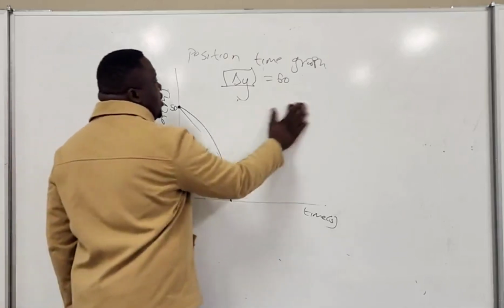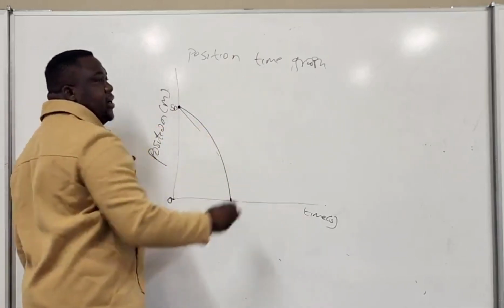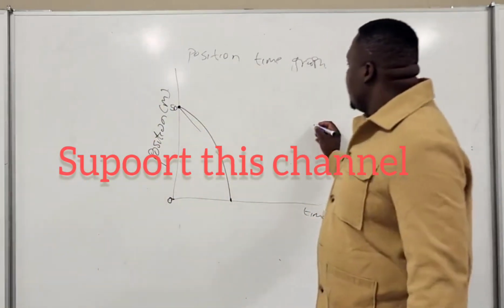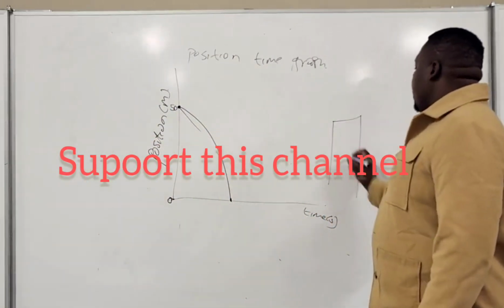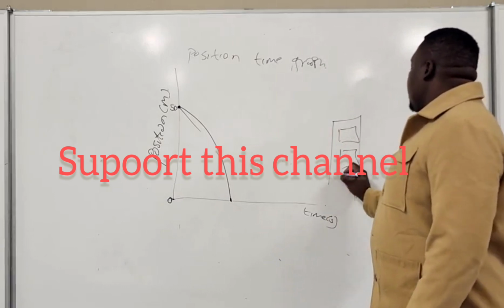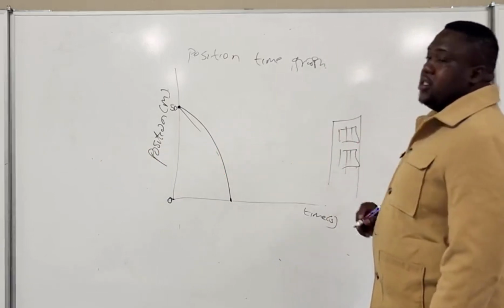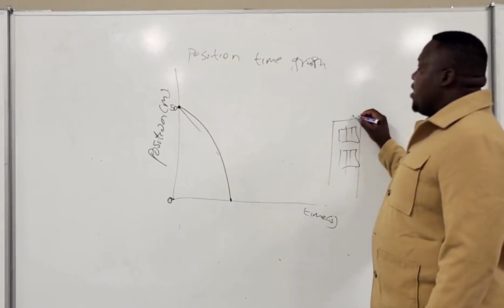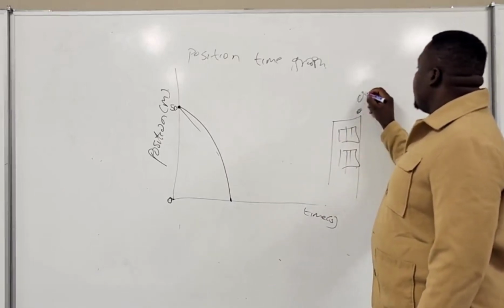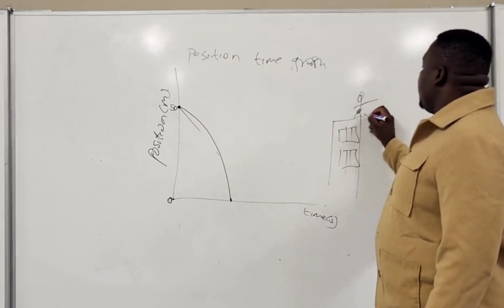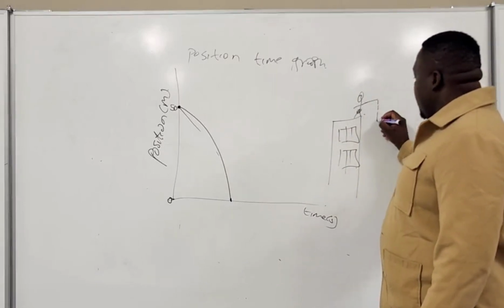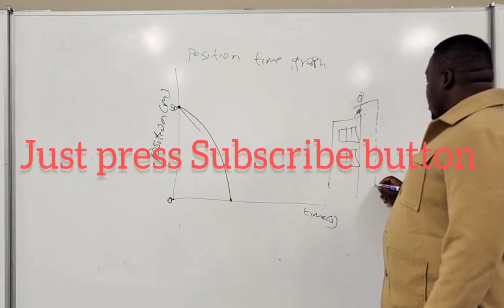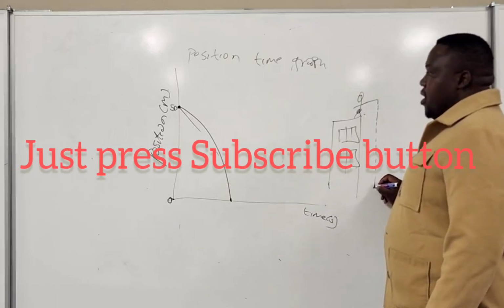Okay. Let me show you another scenario of a position time graph. Let's say this is a building. Understand? Then someone is standing here. The person is standing here. The person dropped a stone. A stone is dropped down.